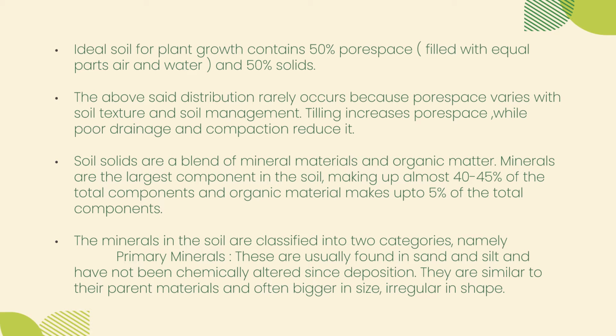Now, minerals are the largest component in the soil, making up almost 40 to 45% of the total components, and organic material makes up to 5% of the total components. And we also understand that minerals are classified into two categories, namely primary minerals and secondary minerals. Now, primary minerals are usually found in sand and silt, and they have not been chemically altered since deposition. So they're similar to the parent material and often bigger in size and irregular in shape.